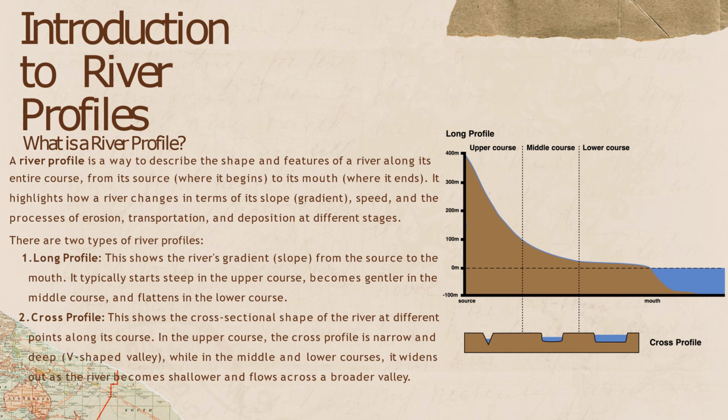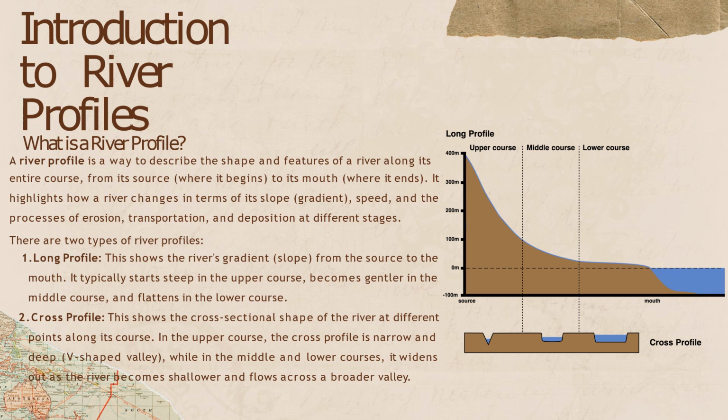Coming to the second slide, introducing the river profiles to you. So a river profile represents the changes in a river slope or gradient along its course. It consists of two key components eventually. The long profile, which shows the river from its source to its mouth, and the cross profile, which shows a cross-sectional view at various points along the river.